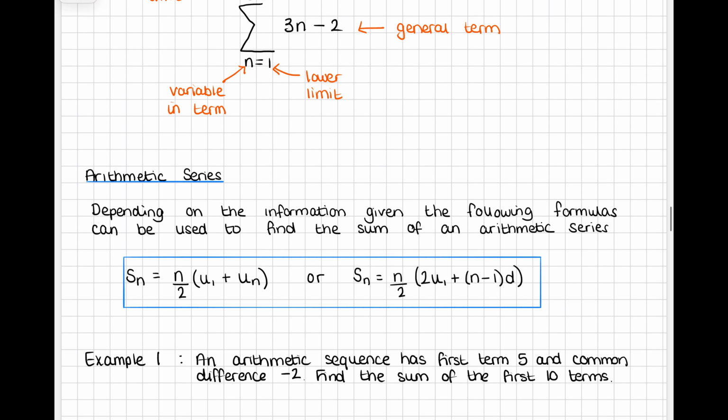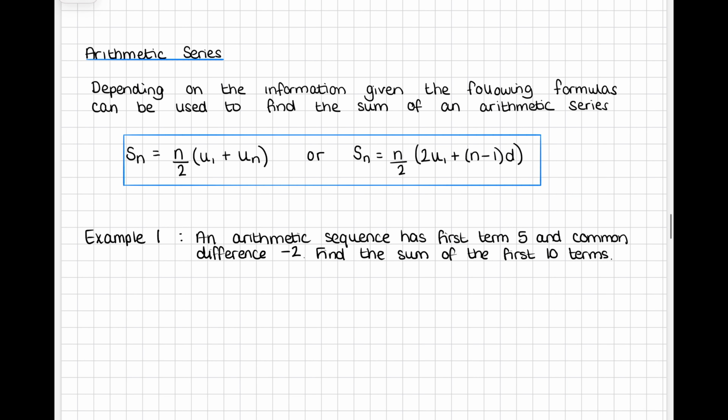In an arithmetic series, depending on the information given, there are 2 formulas that you may need to use. These are both in the IB formula booklet. The first one is the sum equals n over 2 of u1 plus un. So if we're looking to add up the first 10 terms, our n would be 10, and we would need the first term and the 10th term to work it out.